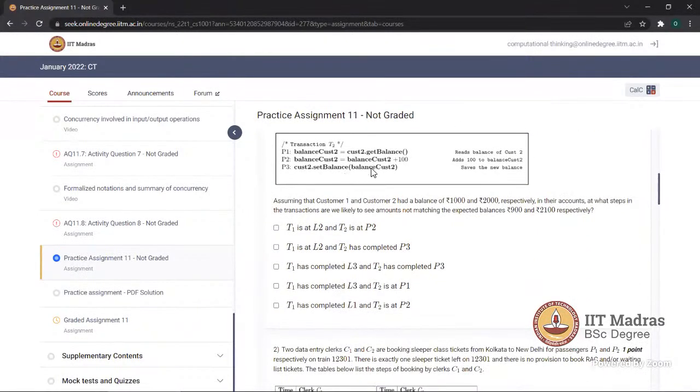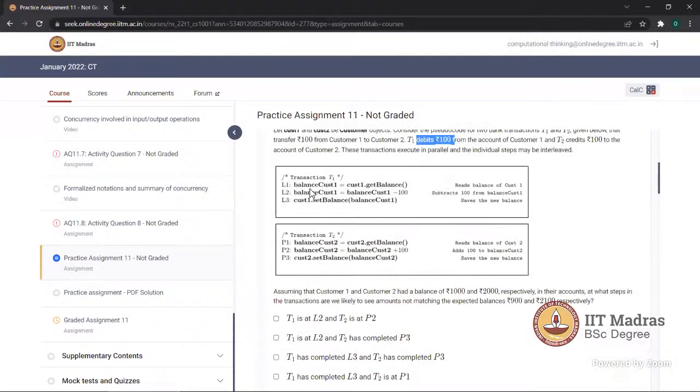Exactly the opposite you will do here. You read that particular value, originally whatever was there, you added 100 and you wrote it back into customer 2's account. So the first one is happening for customer 1, or transaction 1. The second one, transaction 2, is for customer 2.